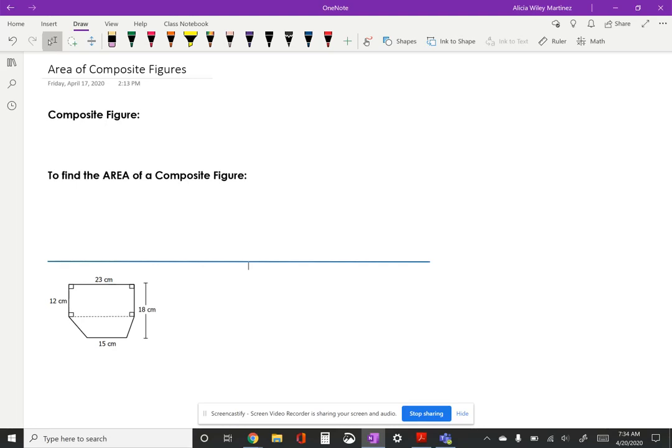Hello everybody, today I'm going to talk about area of composite figures. So let's first talk about what a composite figure is. A composite figure is a figure that can be separated into, let's call them regions.